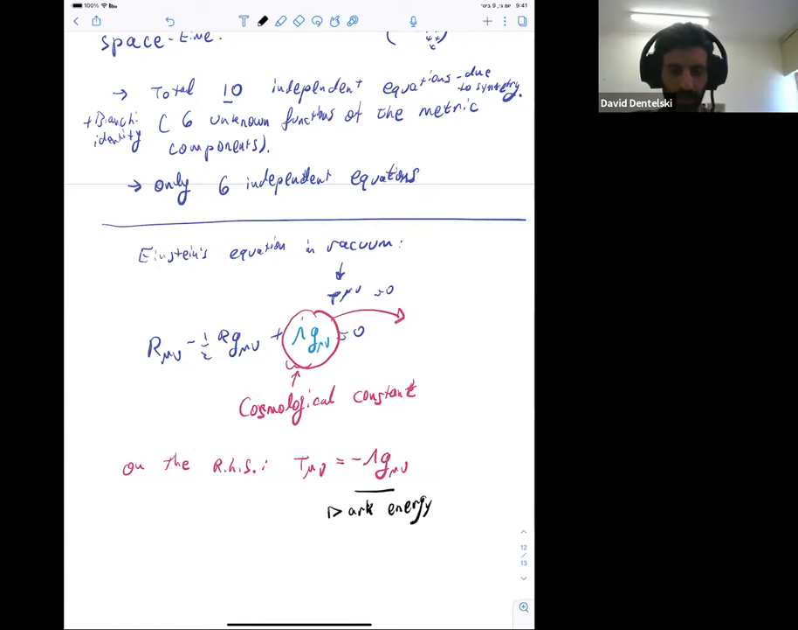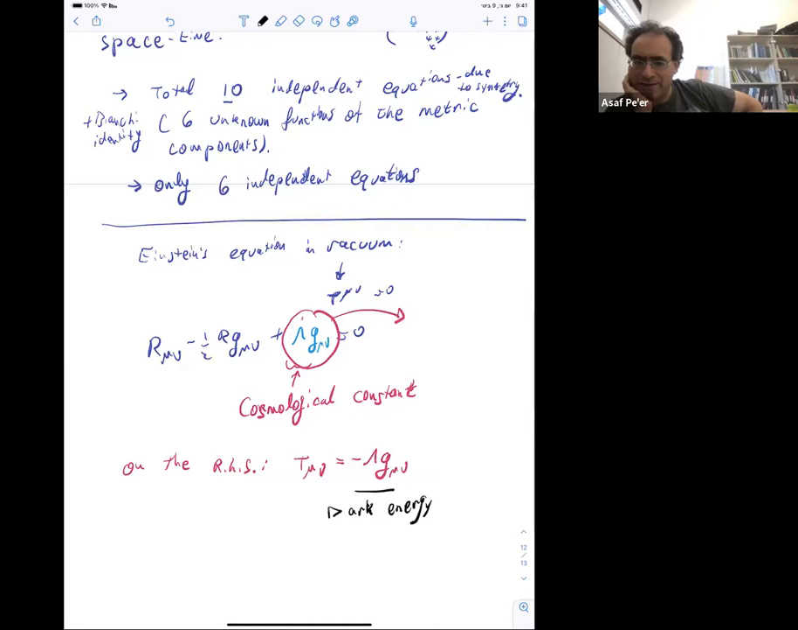Wait, but the energy tensor comes from real matter, so doesn't the dark energy come from, you know, dark matter? No, dark matter is something else. That's called dark energy. I will say a few words on dark matter. I won't do it today because we're already running late. No, this is called the dark energy.